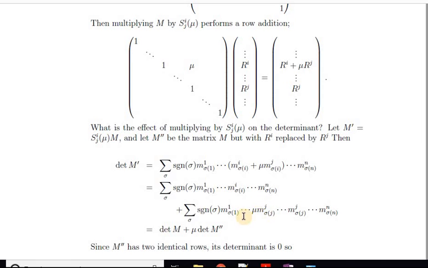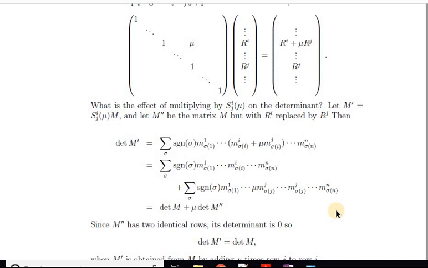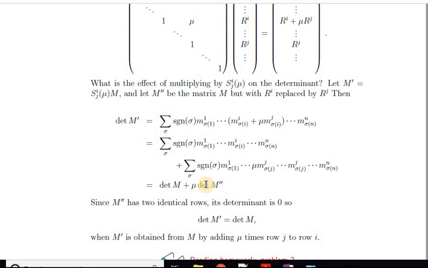Now I can pull out the mu, and that means the ith row here is equal to the jth row there. Now what do we know about a matrix that has two rows the same? Well, it has determinant 0. So in fact, this complicated sum here gives me 0. Okay, huge sum reduces down to 0. What do I have then? This second term here is 0, so the determinant of my row-operated matrix is equal to the determinant of my original matrix. Okay, the two determinants are equal.